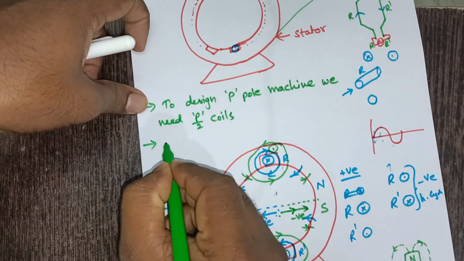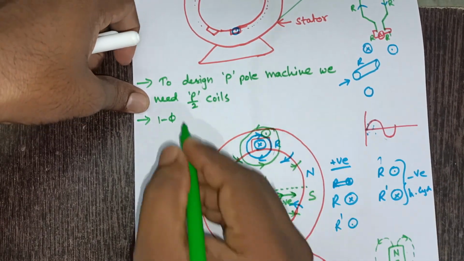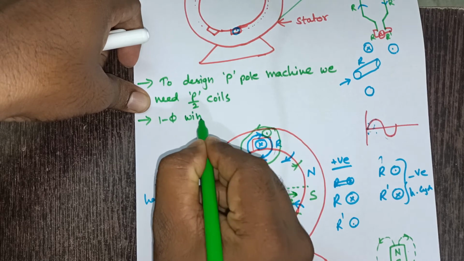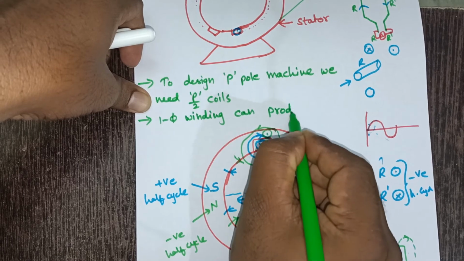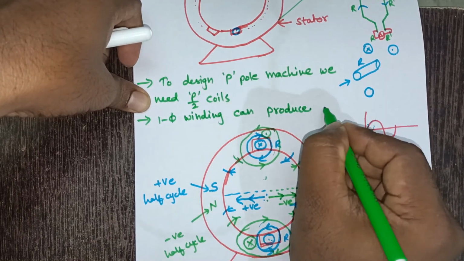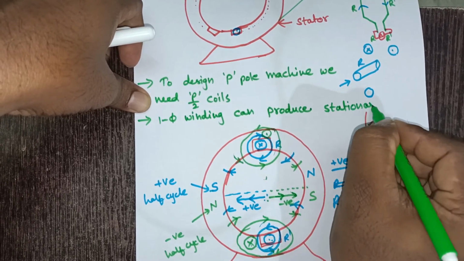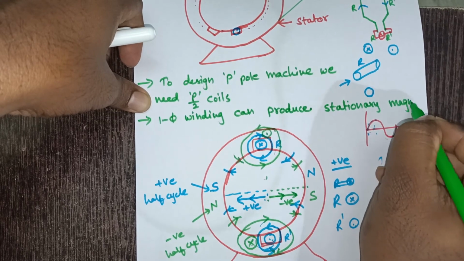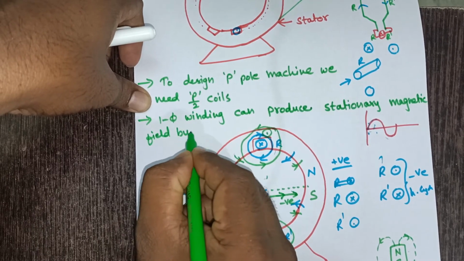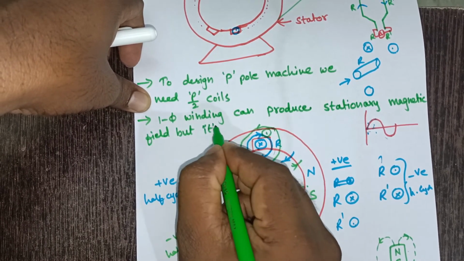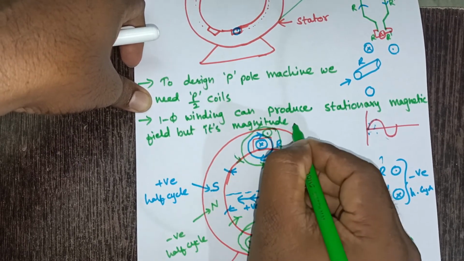And the second important point is that a single phase winding, it may be R phase or Y phase or B phase, it can be anything, single phase winding can produce a stationary magnetic field. This is very important: a stationary magnetic field, but its magnitude is pulsating.